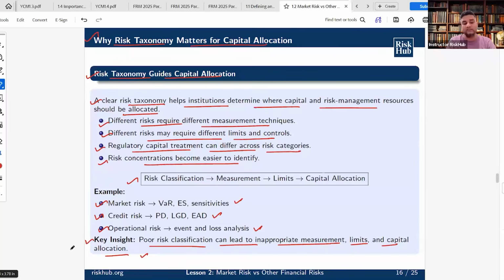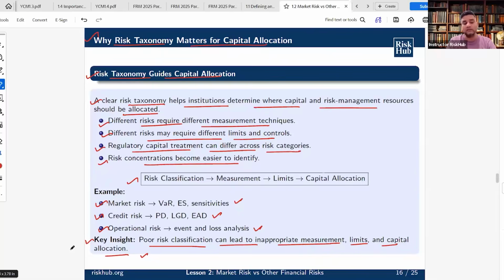The taxonomy is a fixed set of categories with rules for placing items into them. A limit is a cap on how much risk a desk may hold. Regulatory capital is the equity a supervisor requires against a given exposure. Concentration is large exposure to one name, sector, or factor. This classification leads to measurement, which leads to limits, which leads to capital allocation. The chain runs one way. The category decides the metric, the metric supports the limit, and the limit and metric together drive how much capital is held. The wrong level at step one carries through every step after it.